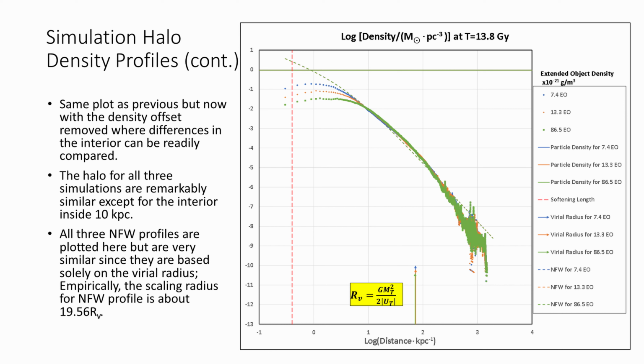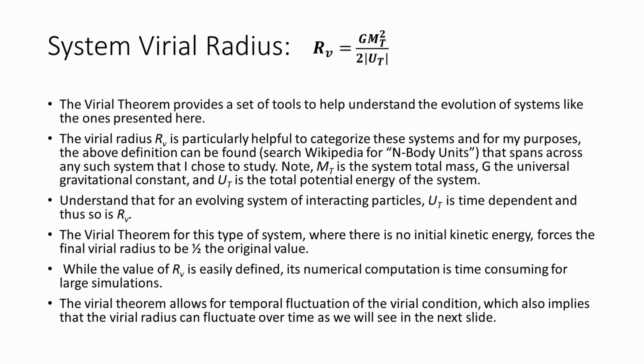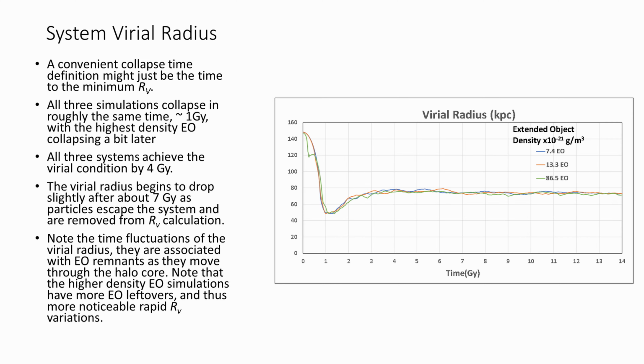All three density profiles are shown with their NFW profile, but since they are all based on the virial radius, and the virial radius is virtually identical for all three systems, the NFW profile is also consistent with that. The virial radius is a very useful tool for systems of interacting particles such as these. For systems that evolve like the ones presented here, the virial theorem tells us how these systems eventually change and evolve.